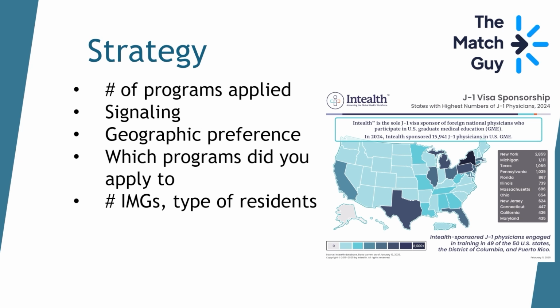Which programs did you apply to? Are you a very competitive applicant applying to Ivy League programs, or are you an average applicant who should apply to programs that fit your criteria? The number of IMGs in the program, the type of residents they have, and are they similar to what you have on your application? So these are very important factors.